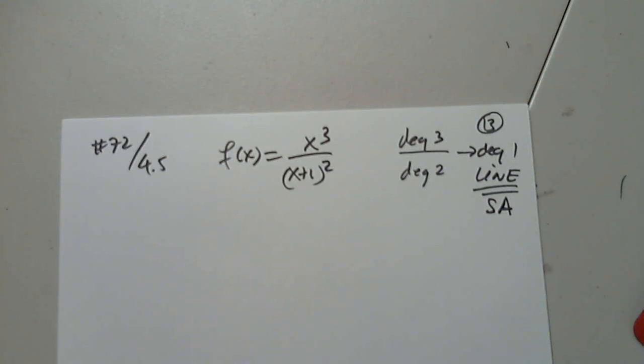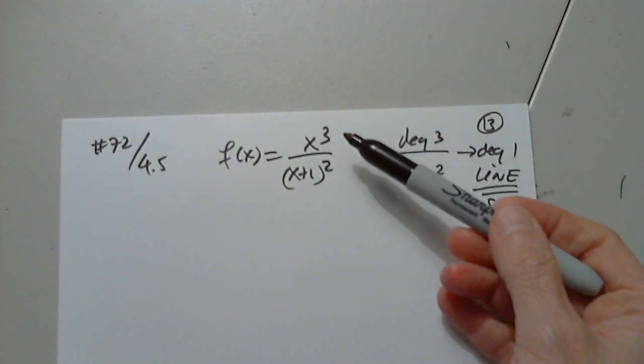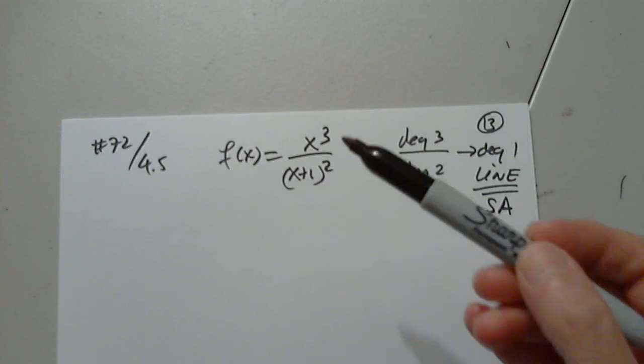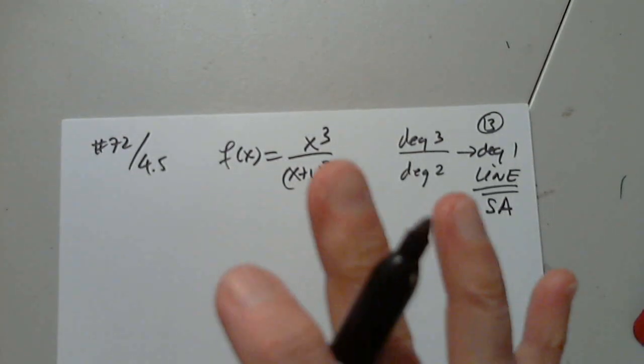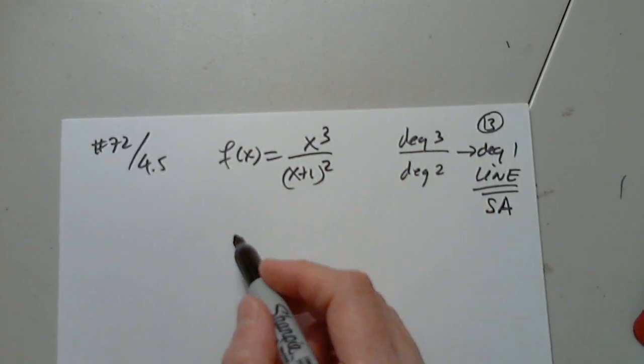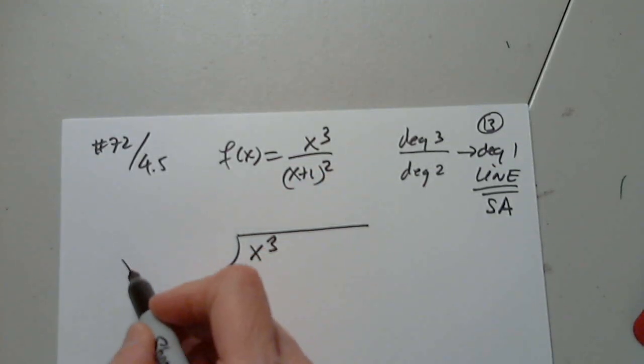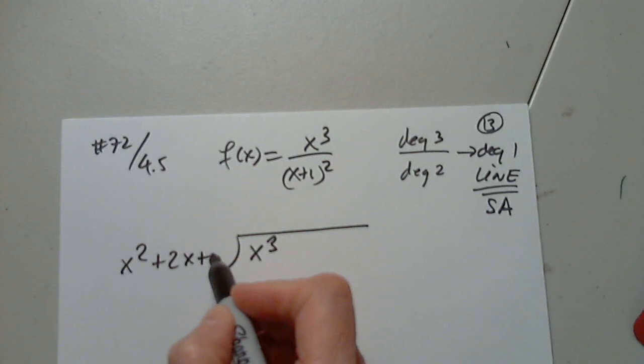So this is the only type of rational function that has a slant asymptote, the one that has a degree 1 unit higher in the numerator than the denominator. Good. So in order to find the slant asymptote, I have to divide x to the third by x squared plus 2x plus 1.